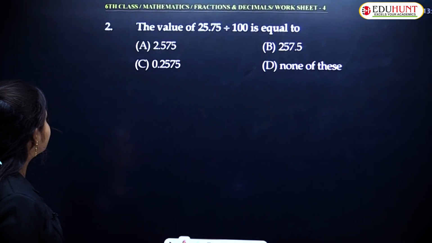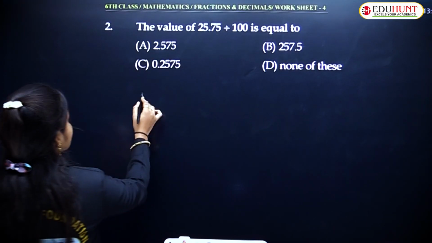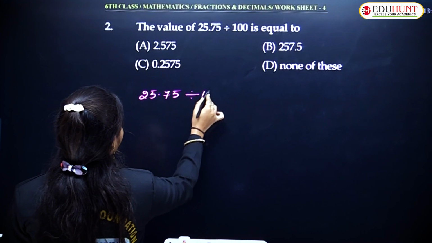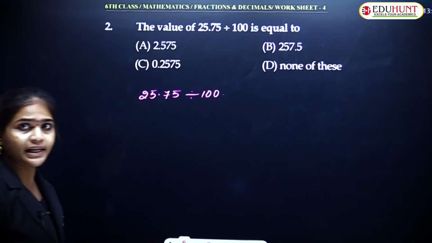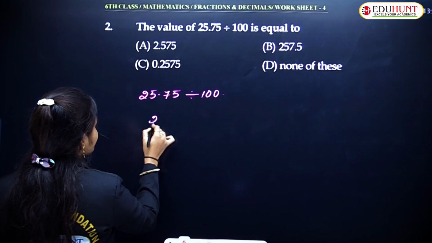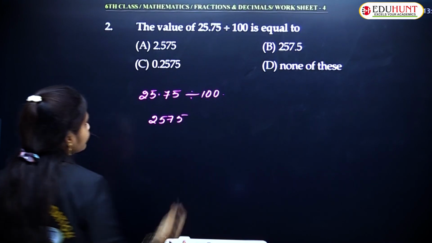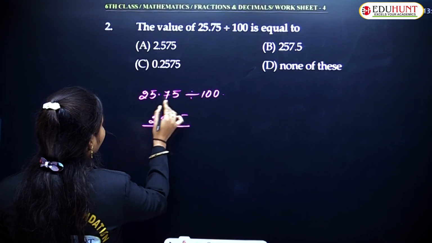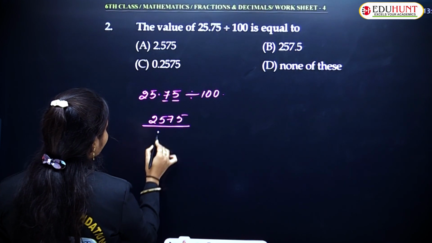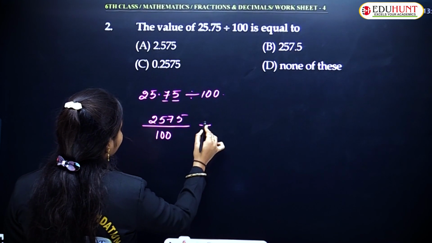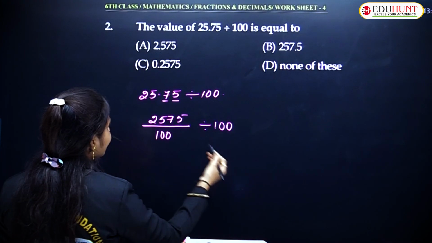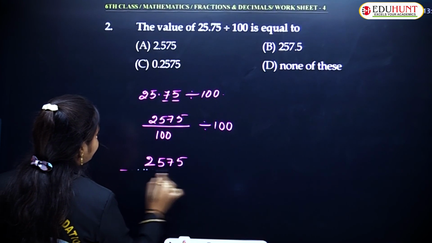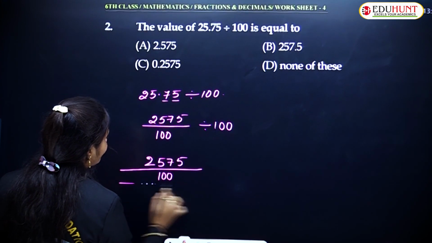Yes. Next, the second one, the value of 25.75 divided by 100. We can write this as 2575 by, point after how many digits? 2 digits, so 100, divided by 100. So again divided by is there, no? So that's why 2575 by 100 whole by 100.